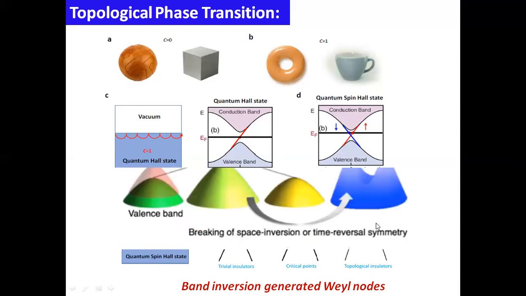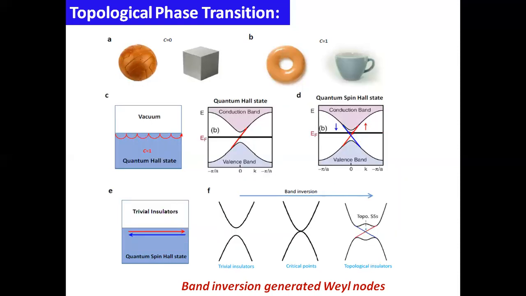Okay. And what does this arrow represent? Which one? This one, this dotted arrow. Topological surface states. Oh, sorry, topological surface states.